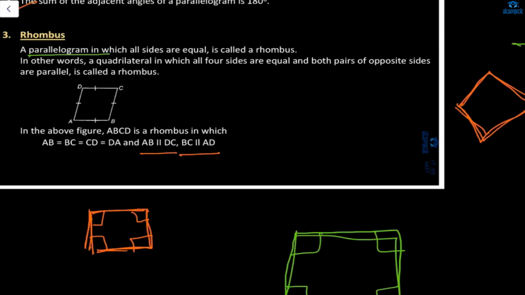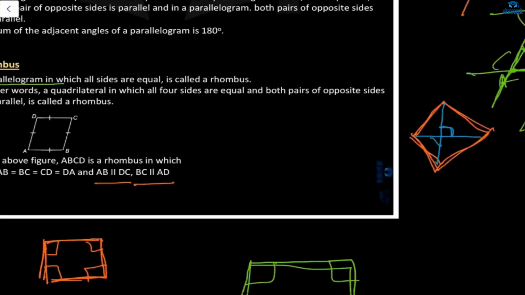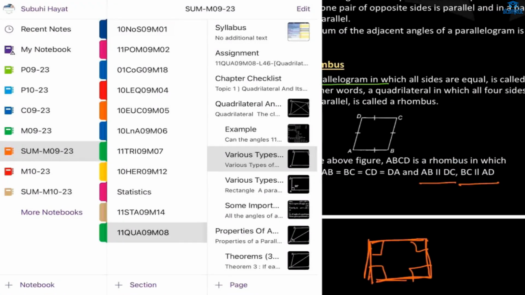A rhombus is a quadrilateral with four equal sides and both pairs of opposite sides parallel. I have not mentioned this point. In a rhombus, what happens? The diagonals of the rhombus bisect each other at 90 degrees. Okay, understood. Now let's see this question.